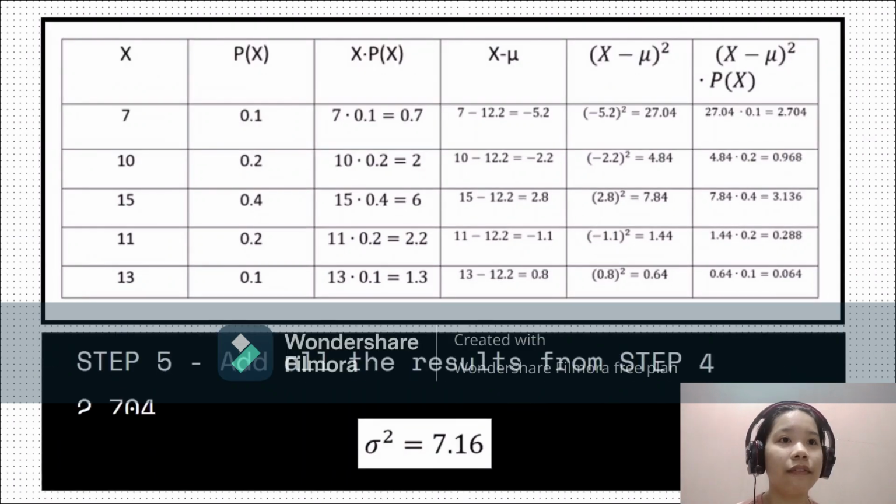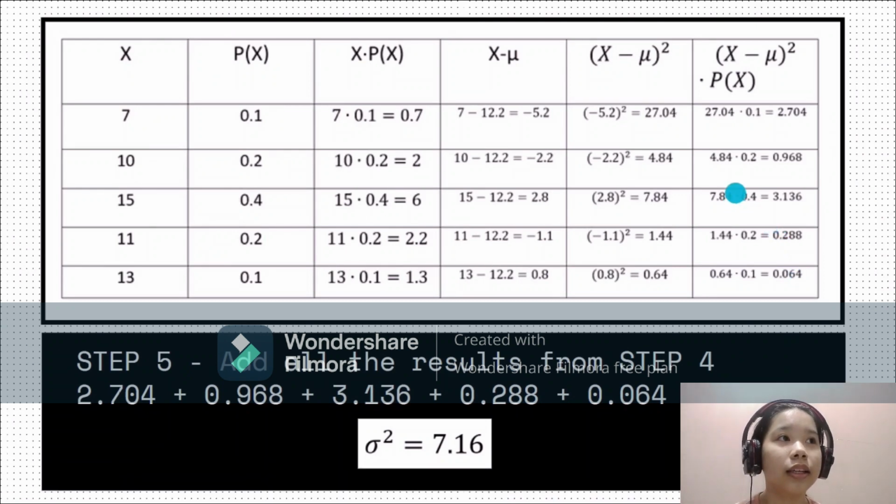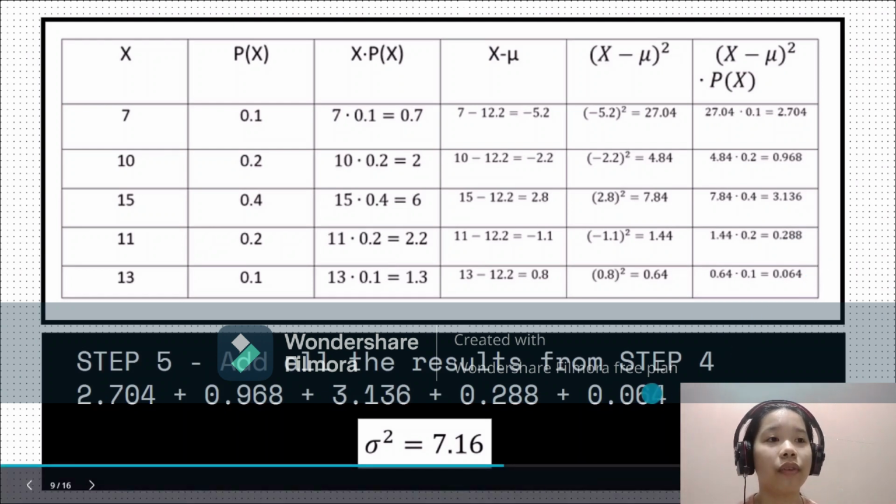Next is step 5. Add all the results from step 4. So after multiplying the results that we get from squaring the differences that we get from subtracting the mean from the random variable, we're going to add all of those. So 2.704 plus 0.968 plus 3.136 plus 0.288 plus 0.064 equals 7.16. And now we have the value of the variance, which is 7.16.